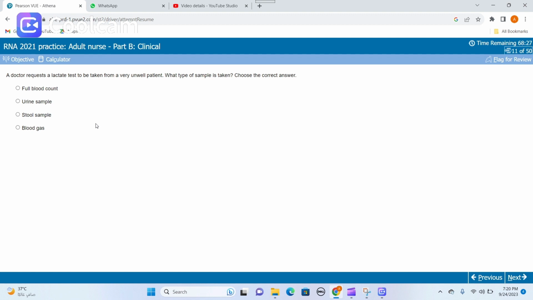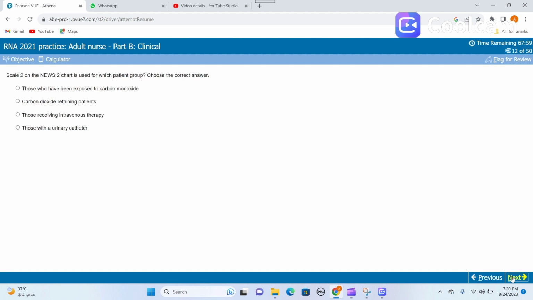A doctor requests a lactate test to be taken for a very unwell patient. What sample will you be collecting? Full blood count is not related. Urine sample, no, lactate is not checked in a urine sample. Stool sample, also lactate is not checked. Yes, blood gases, either VBG or ABG, will be assessed with the blood gases.